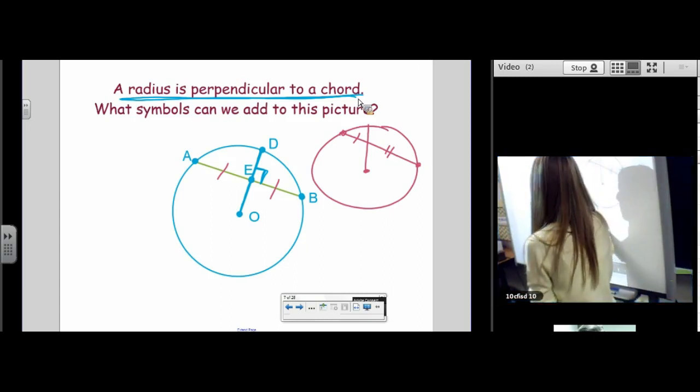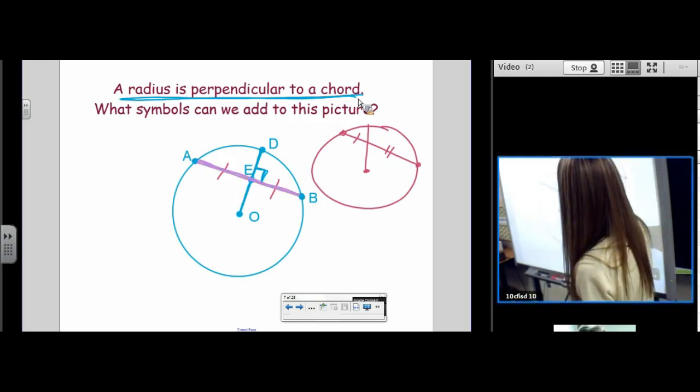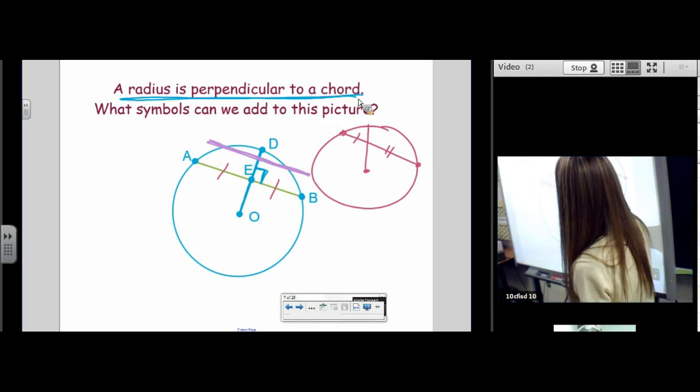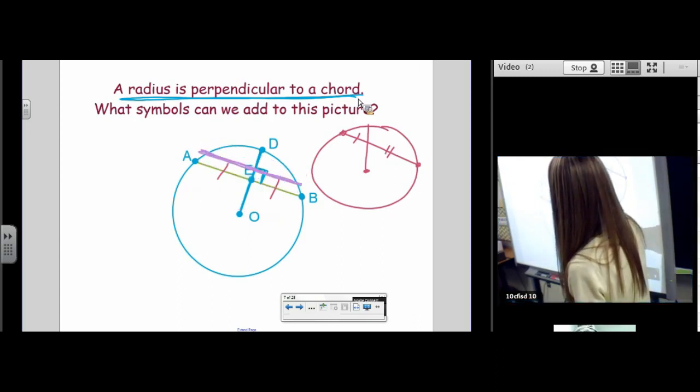No. So let me show you something cool. As long as this chord is perpendicular, I can drag it up and down. It goes through the middle, goes through the middle, goes through the middle. But the radius does not get cut in half. It's only the chord that gets cut in half.